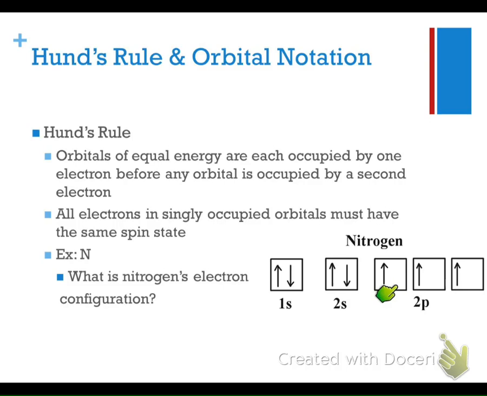Okay, this is called Hund's Rule. Hund's Rule tells us that we have to fill orbitals one at a time, and we have to fill them with the same spin first. Okay? Think you can do it by yourself now?